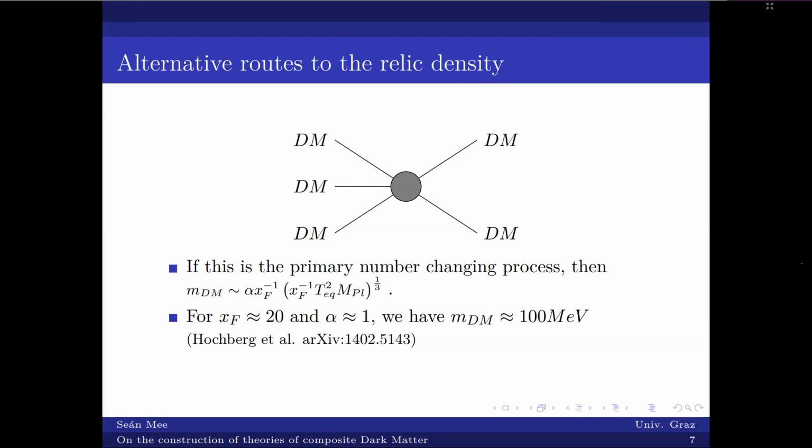So this was dubbed the SIMP miracle, and I'll explain exactly what that means in just a second. But this is the defining characteristic of the SIMP paradigm, that we have this 3-to-2 cannibalization process rather than this 2-to-2 dark matter annihilation.